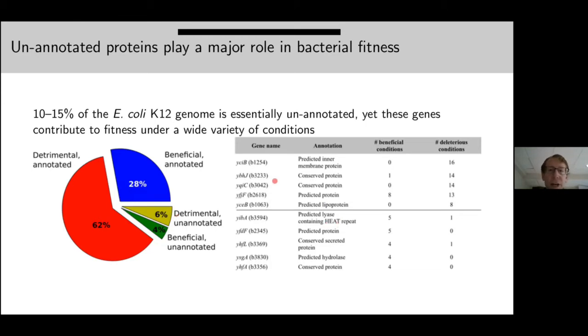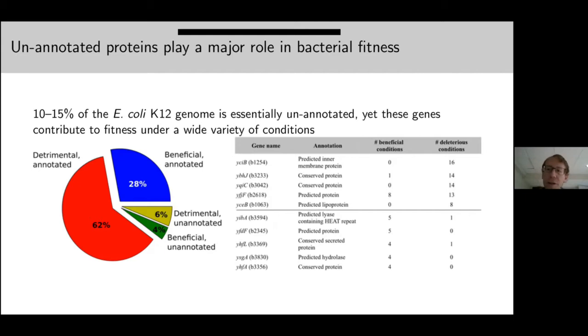And if you look at specific genes, you can find some genes that are poorly annotated, but have a very large number of conditions where they make a difference. So this is an analysis of 144 different knockout conditions. Here's a gene, for example, YCIB, that was problematic for the cells under 16 conditions to knock it out. Here's a gene, YIBA, that was helpful to knock out in 5 conditions. And so we see that these poorly annotated proteins can still be important.